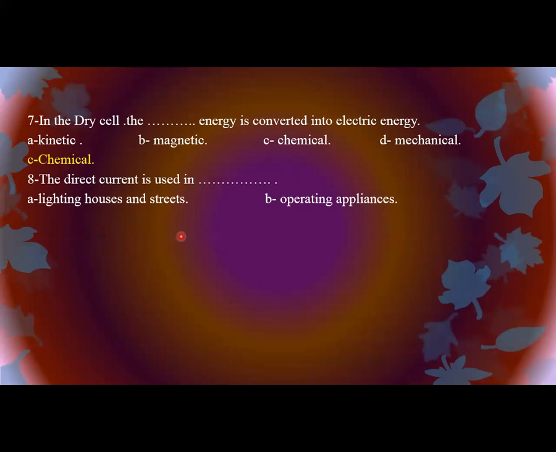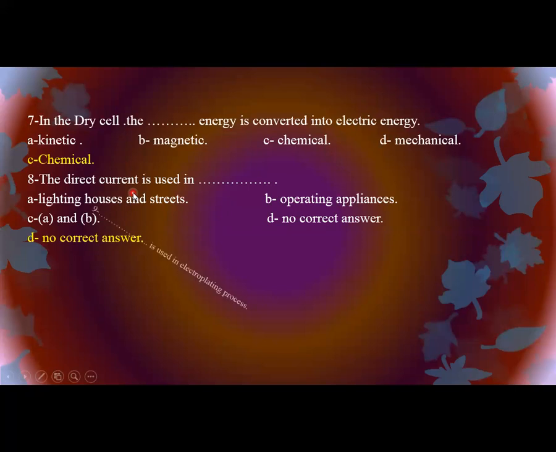The direct current used in lighting house and street, operating appliances, A and B, no correct answer. طبعا هنا نخلي بالنا من التريك الصغير ده. لأن lighting house and street والoperating appliances A and B إجابة صحيحة في حالة لو كان AC alternating. Alternating current طبعا دي حاجة تانية غير الدايركت، لكن نقول دايركت، وبالتالي الإجابة لازم تكون no correct answer.